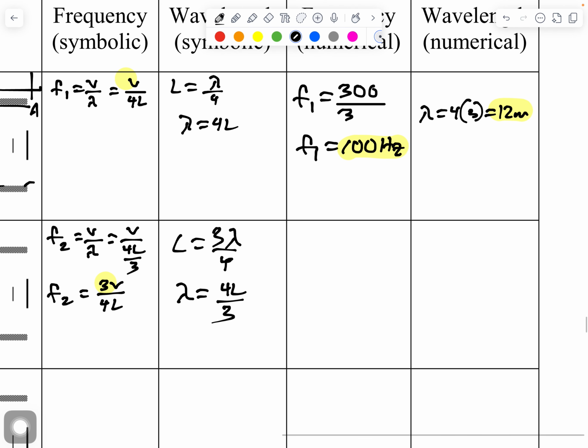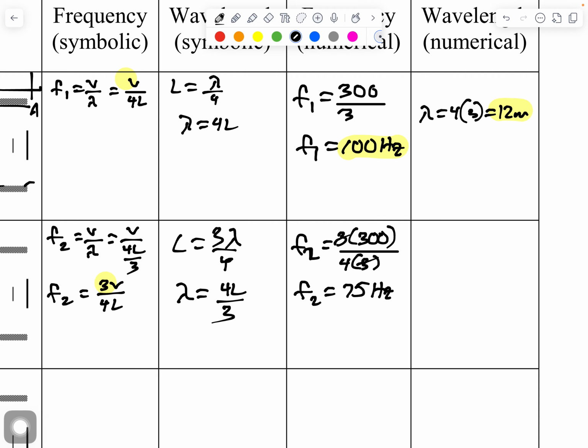Okay. Now numerically speaking, the frequency would be, for the second one, 3 times 300 over 4 times the length of 3. Okay, we have 3 goes into 3 ones, and 300 divided by 4 gives me 75. So the next harmonic should be 75 hertz? No, hold on. I don't think I did that right. So 300 divided by 12. 25. There we go.